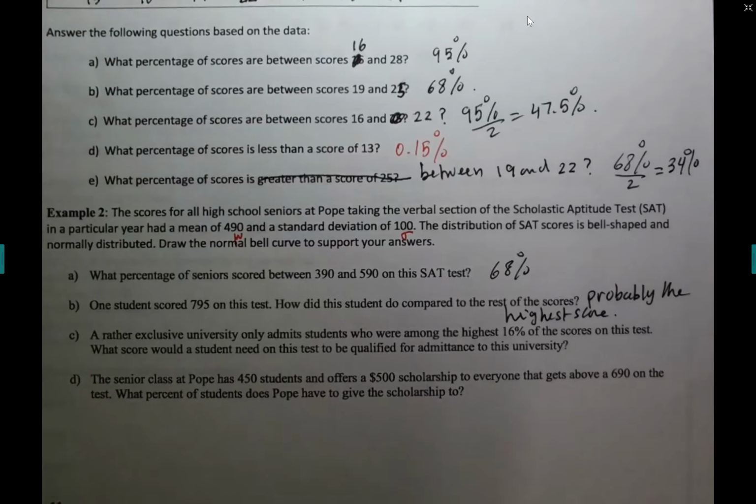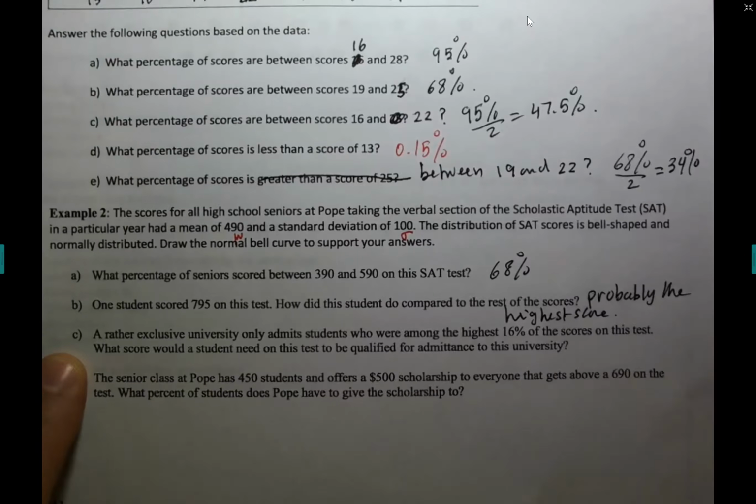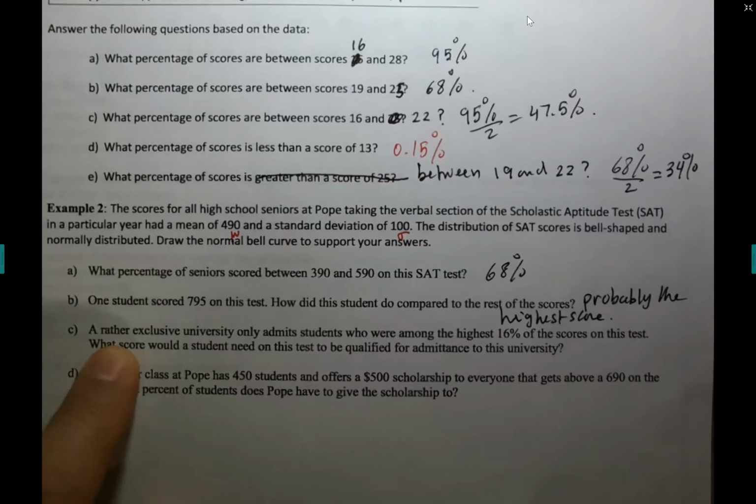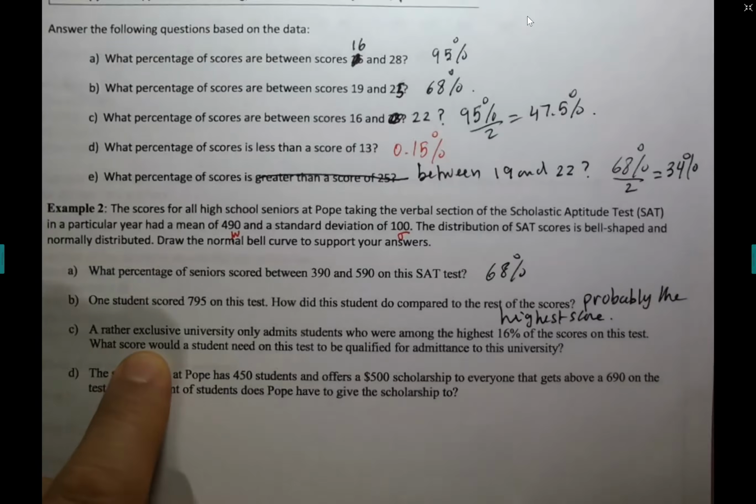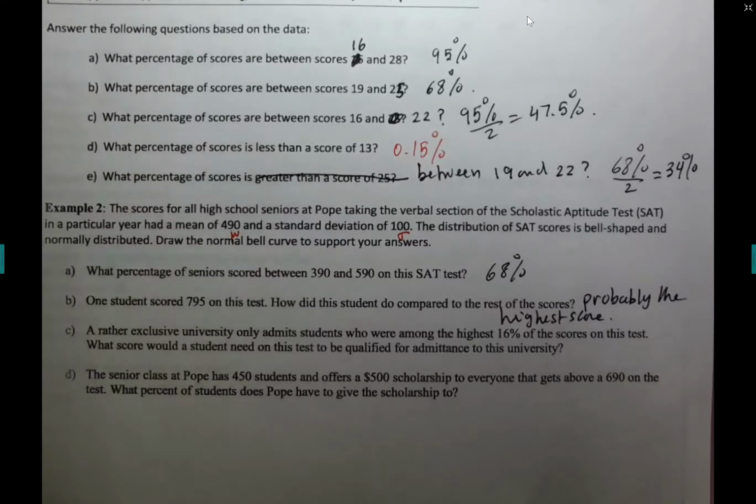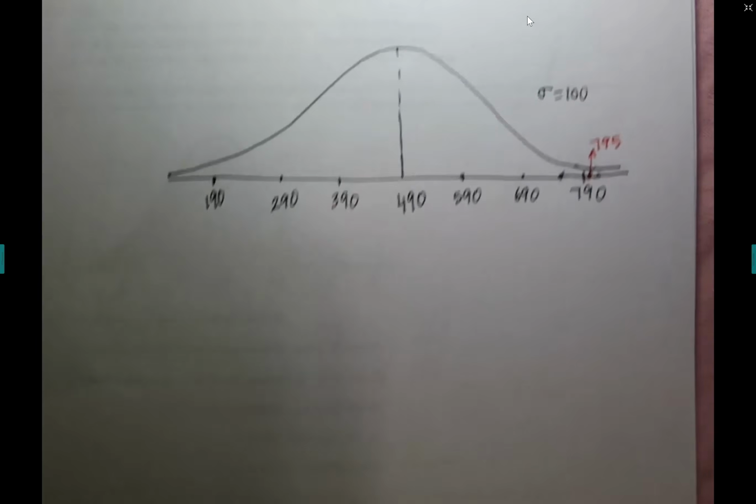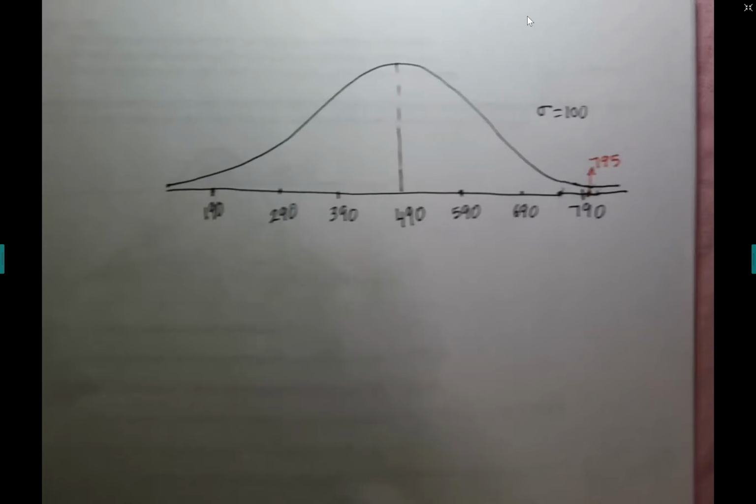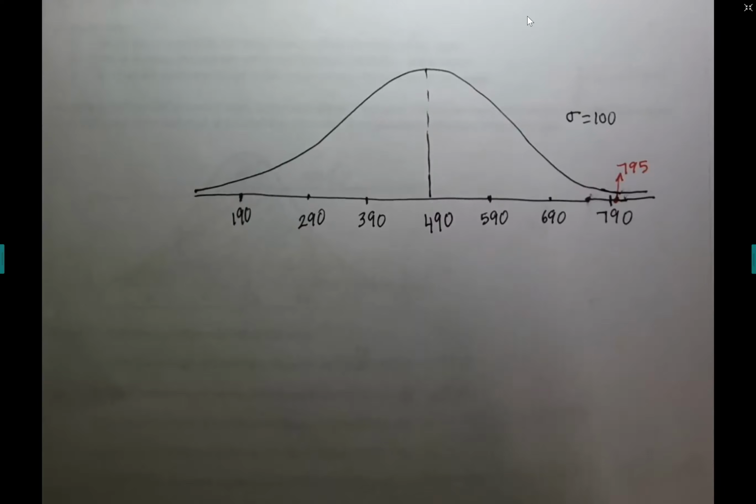All right, let's see. C, I'll show you the sketch once we read the question. A rather exclusive university only admits students who were among the highest 16% of the scores on this test. What score would the students need on this test to qualify as a top 16%? Okay, let's see what the top 16% would be. So here's the sketch, guys. They said the top 16% of students will be admitted to the school.